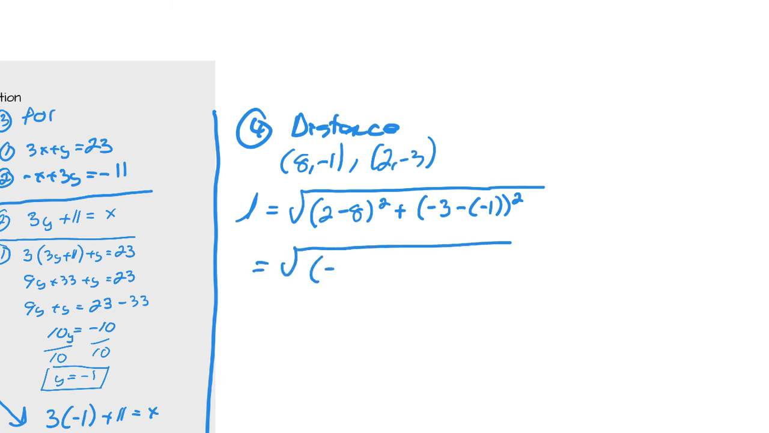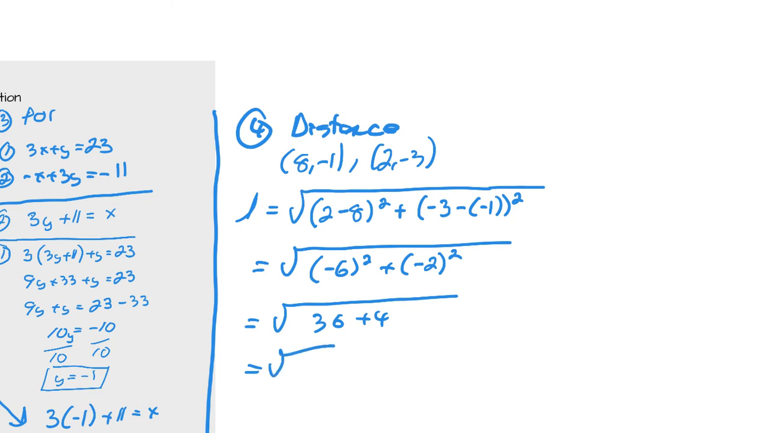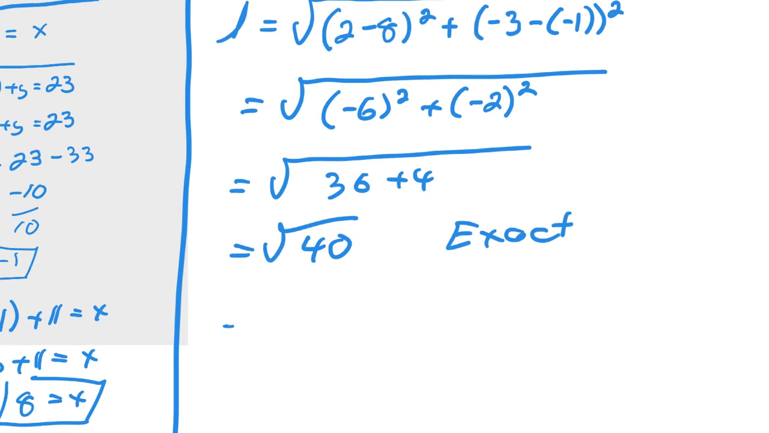2 minus 8 is negative 6. Negative 3 minus negative 1 is negative 3 plus 1, so that's negative 2. This will become 36 plus 4, so your exact value is the square root of 40. And if you were to square root that, you would get an approximate value of 6.3.